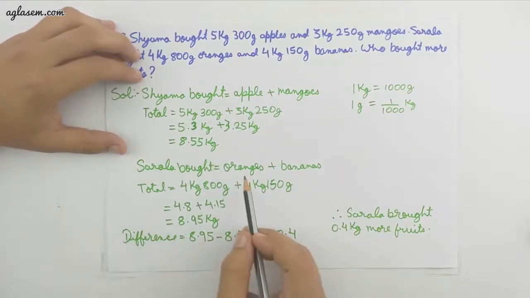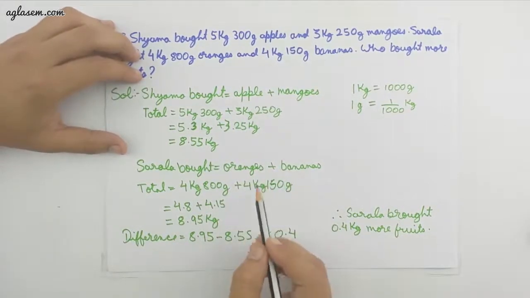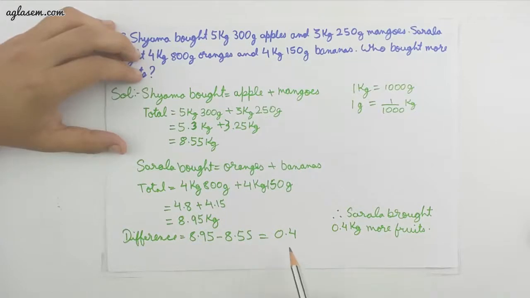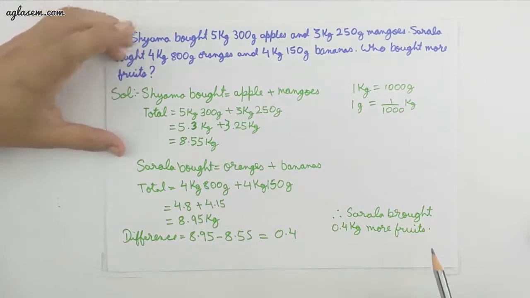Sarla bought mangoes and bananas. So we will add both the things. First we will convert this into kilograms. That will be 4.8 plus 4.15. Then the sum of these two will be 8.95 kilograms. The difference is 8.95 minus 8.55, which will be 0.4. So that means Sarla bought 0.4 kilograms more fruits than Sham.